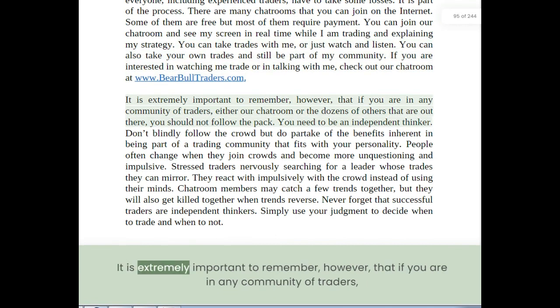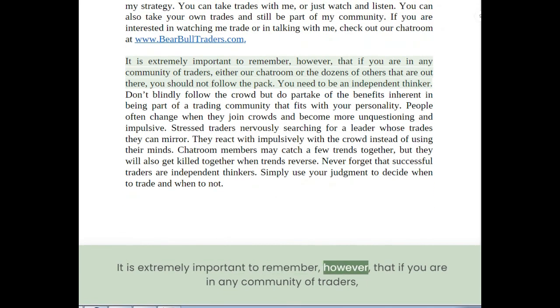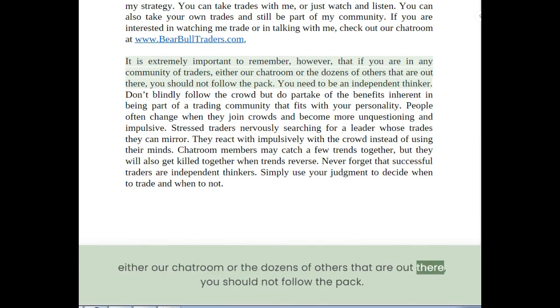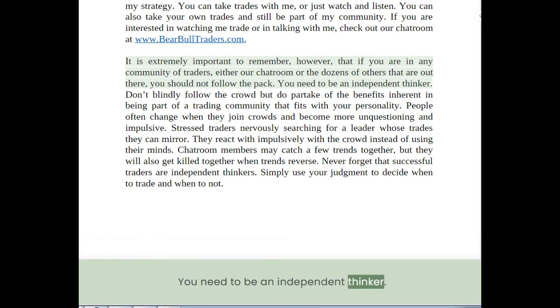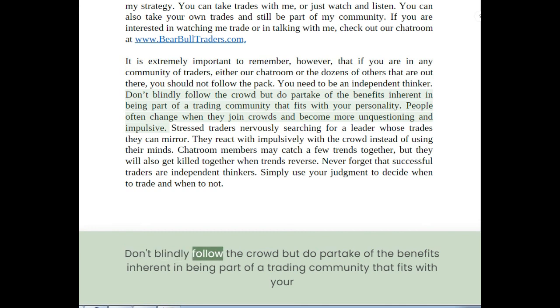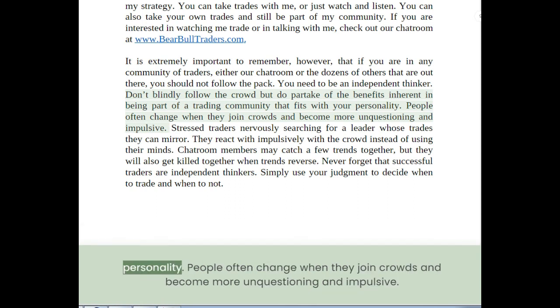It is extremely important to remember, however, that if you are in any community of traders, either our chatroom or the dozens of others that are out there, you should not follow the pack. You need to be an independent thinker. Don't blindly follow the crowd, but partake of the benefits inherent in being part of a trading community that fits with your personality. People often change when they join crowds and become more unquestioning and impulsive.